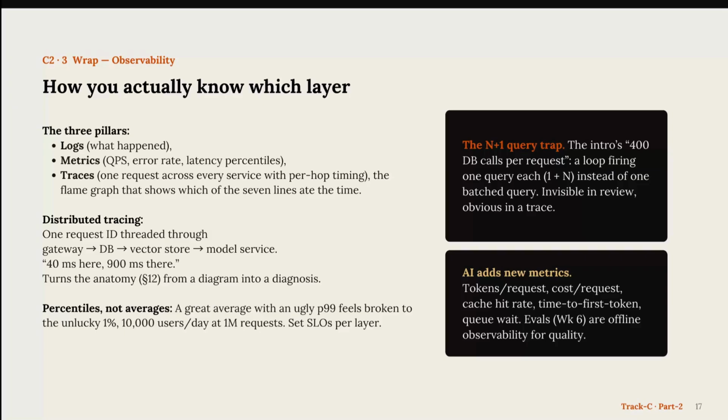For example, logs. They tell you what happened. Whenever a certain request is processed through a system, we log all the data accordingly. So if a customer raises a request, we can understand what happened there. Metrics. Imagine we're tracking queries per second, error rate, and latency percentiles. This helps us understand the performance of the system in simple metrics.